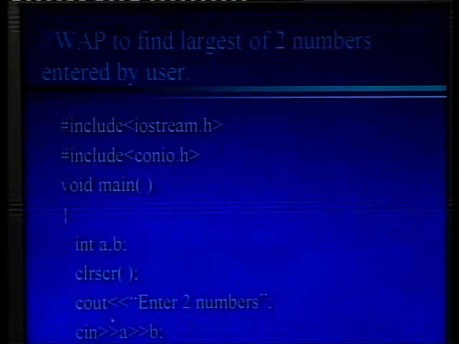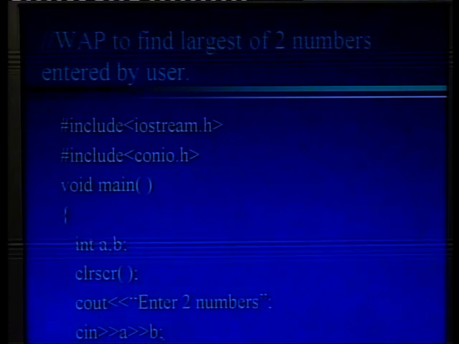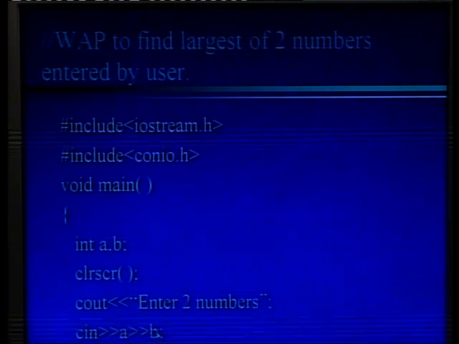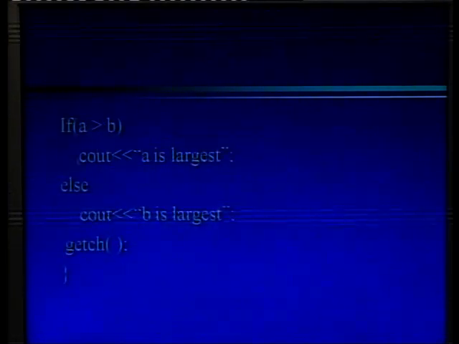Then with the help of cout I have printed a statement, that is, enter two numbers. With the help of cin, two numbers will be entered, first in A and second in B. Now with the help of the if else statement, I checked if A is greater than B, then print A is largest, else print B is largest. So this is how you can use the conditional statement in a program.